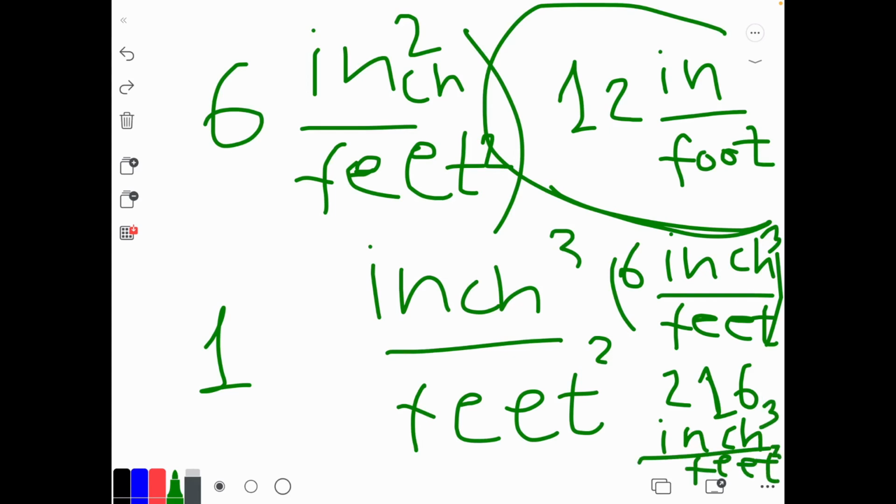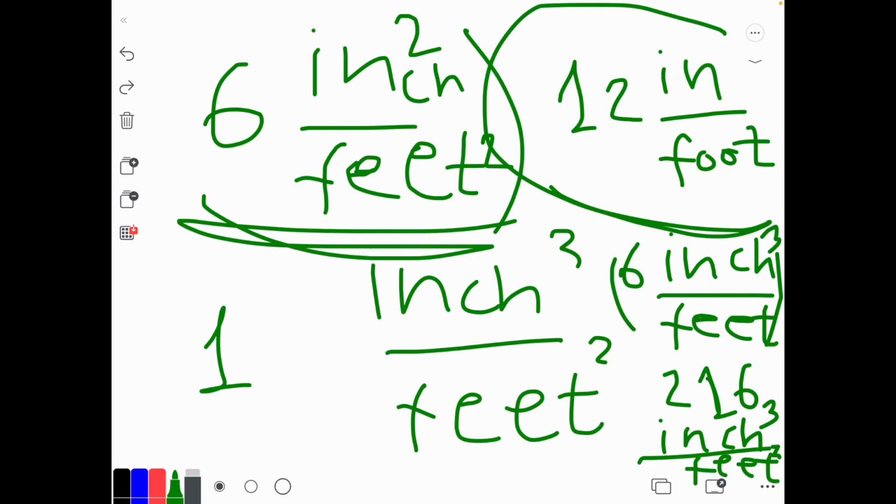Now if I do this by converting from the inch, it's a bit difficult, but I know that if we do 6 inches per foot, we're going to get 216 inches cubed per foot cubed. So that's how we can actually convert this.